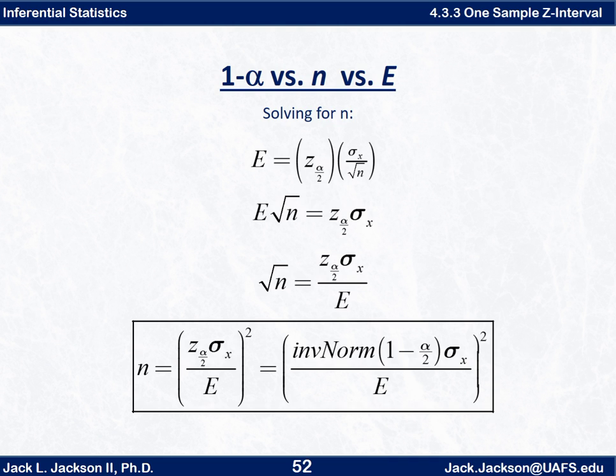So what I'm going to do first is multiply both sides of the equation by square root of n. Then I'm going to divide both sides of the equation by E. And then I'm going to square both sides. And then I've got a formula to solve for n. The way you'll see it in most textbooks is the first way. N equals Z sub alpha over 2, sigma of the x's of the individuals divided by E, and then square it. Or the way you would do it in your calculator, of course, is Z alpha over 2 is really actually inverse norm of 1 minus alpha over 2. So we might write it the second way. N equals, parentheses, inverse norm of 1 minus alpha over 2 times sigma of x's divided by E, and then square it.